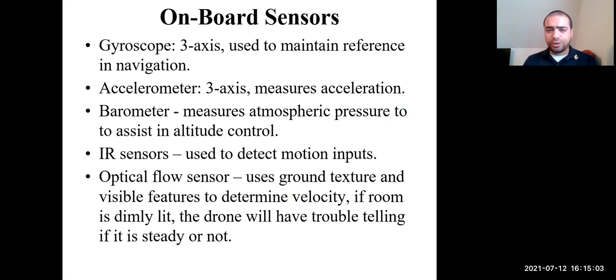Let's look at other features of the CoDrone. Onboard sensors: a gyroscope. A gyroscope is always needed for the autopiloting of the drone. It has 3 axes, of course, and is used to maintain reference during the navigation.